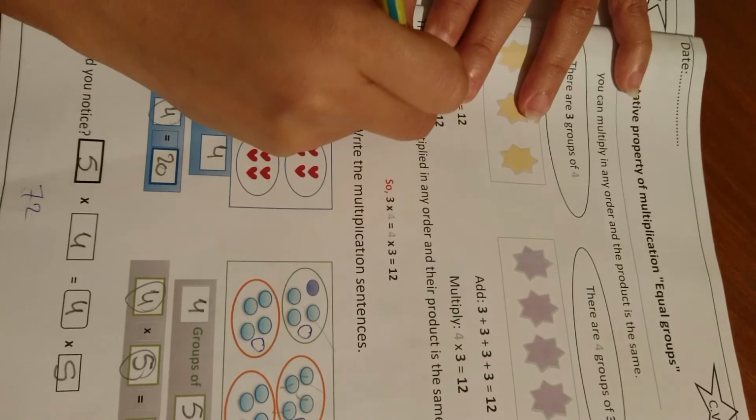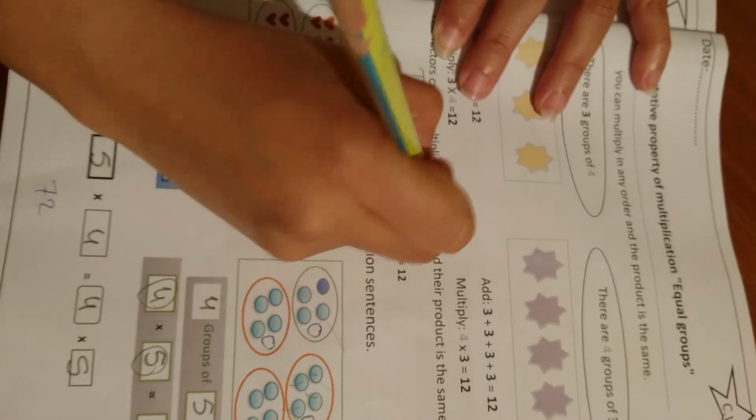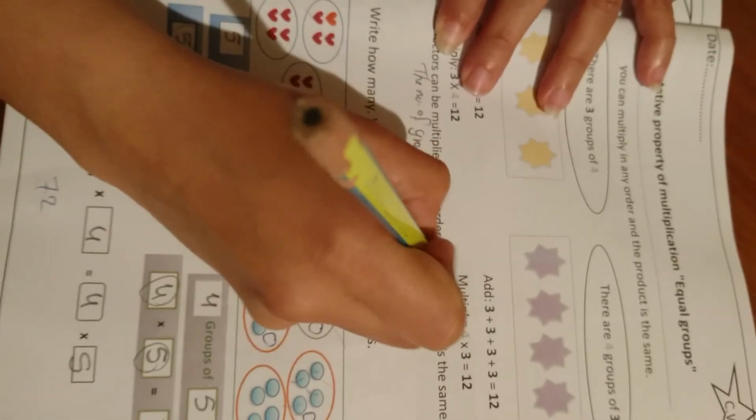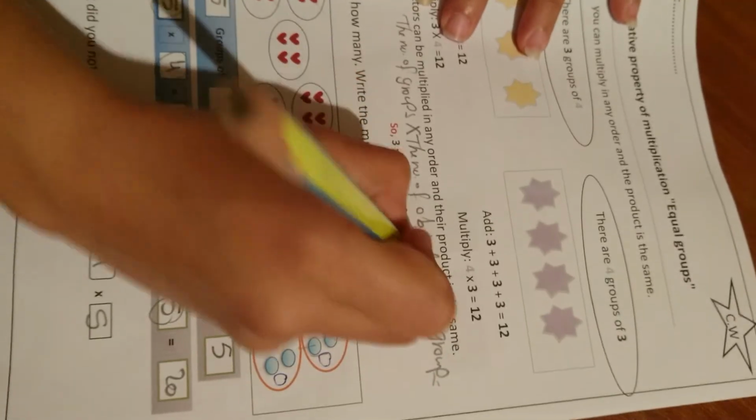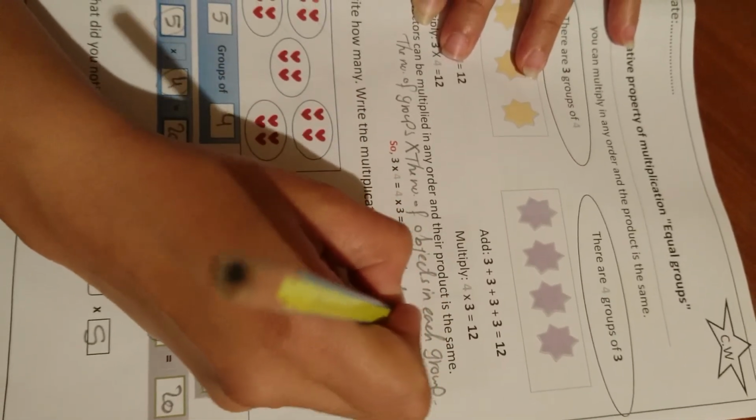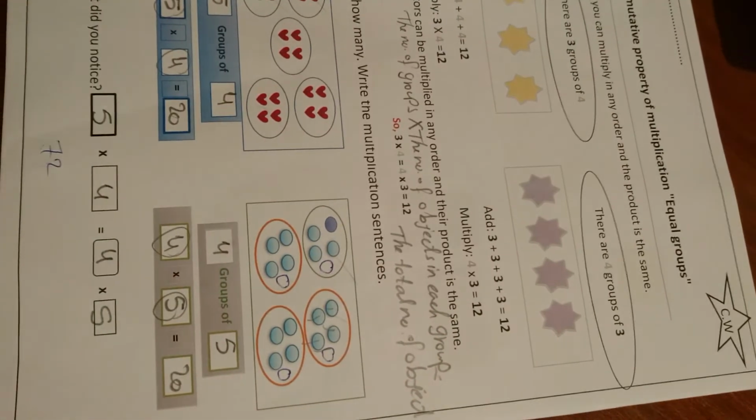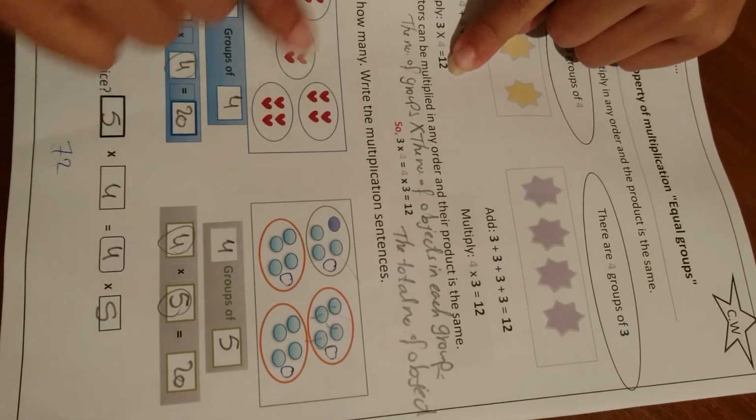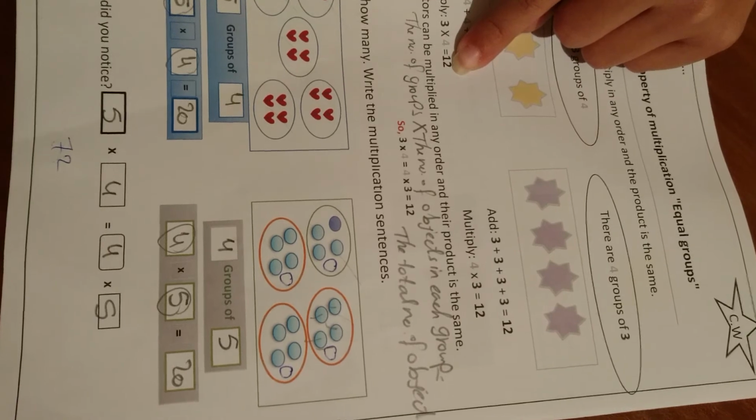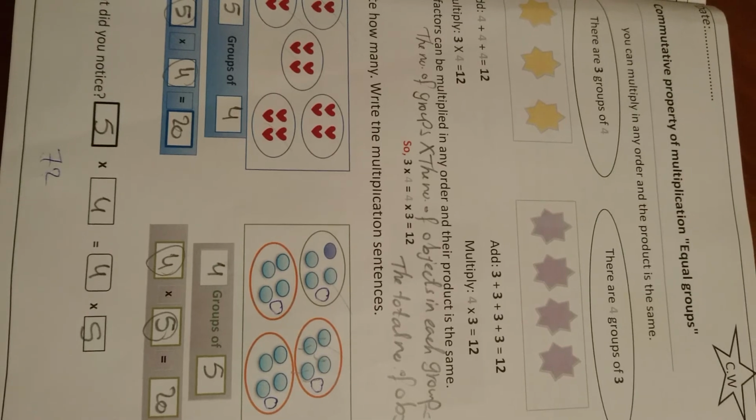So when I multiply the number of groups by the number of objects in each group, it equals the total number of objects. Like I multiplied before the number of rows by the number of columns to get the total number of objects. The same here: when I multiply the number of groups by the number of objects in each group, and I replace the number of groups with the number of objects in each group, I get the same result every time.